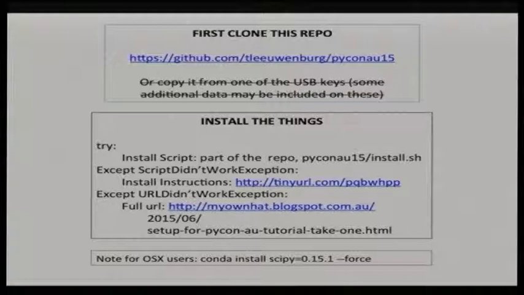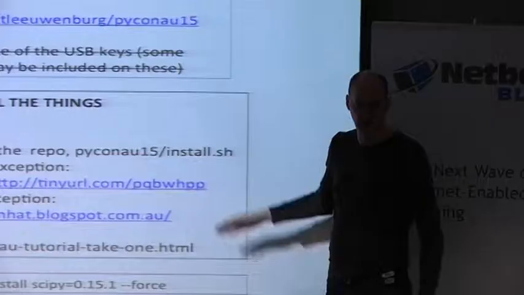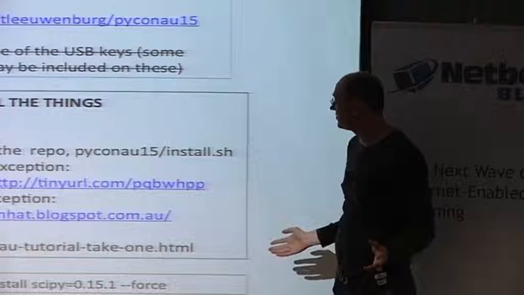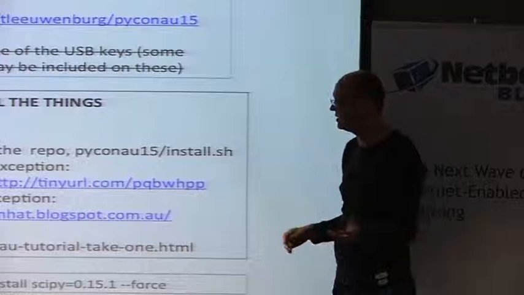So that's why if the script doesn't work for you, there's a tiny URL to how I did it step by step. And if the tiny URL has expired, there's a long form URL that you can type in from there. And essentially, inside this code repository exists this script. So in theory, clone this script, you have Anaconda, you run this command, and like 2 minutes later, you're done. So that's the theory. So I'm going to get off the stage and help people install their environments.